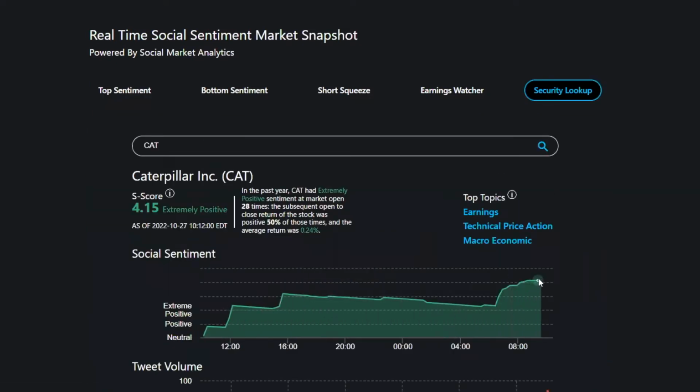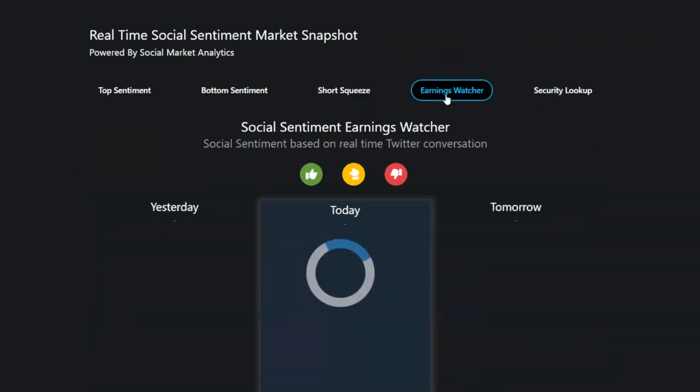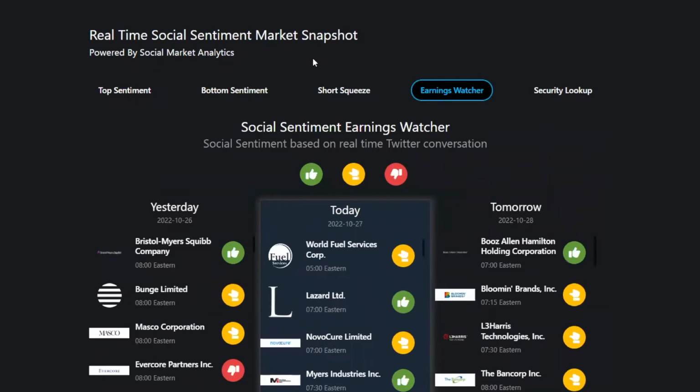So you click on Caterpillar, and we have a couple earnings, technical price action, and then obviously there's some macro with a firm like Cat. They reported some strong earnings. You could have seen this on the earnings watcher widget today. They had positive sentiment and they reported earnings.